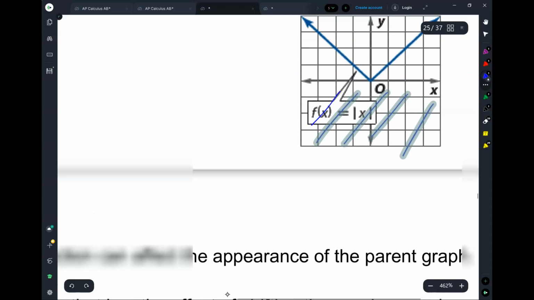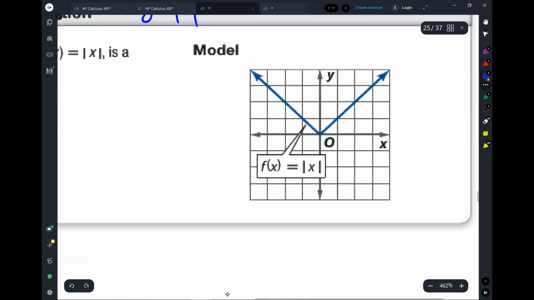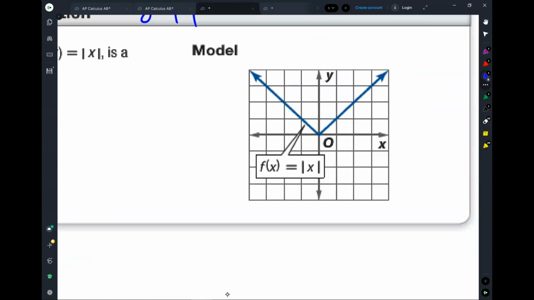Now, let's take a closer look at this function. Okay? Do you see how it looks like it's made up of two different segments or rays? Don't piecewise functions also look like that? Yeah? So if I were to ask you to write a piecewise function for this, would you be able to write a piecewise function for it? Where is the split? Right here, isn't it?